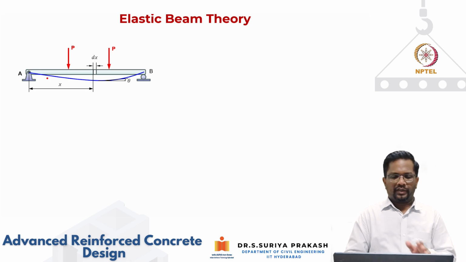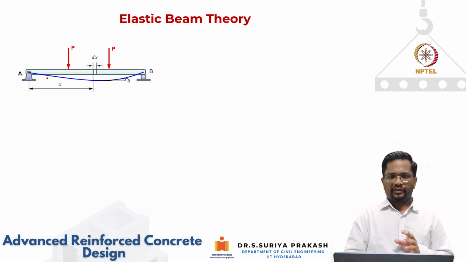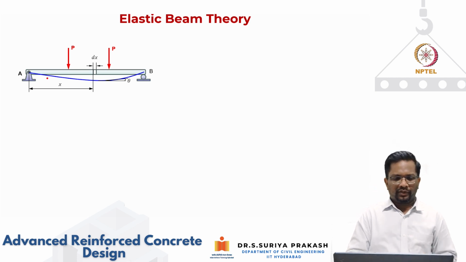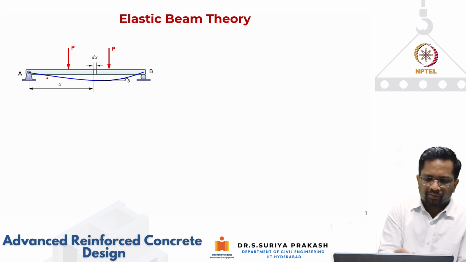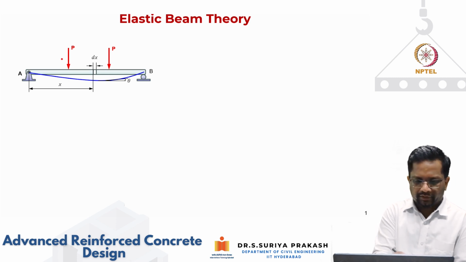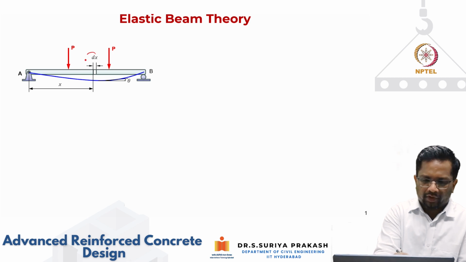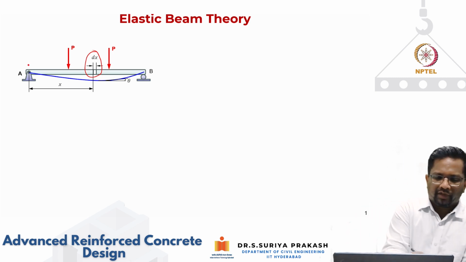So let us now see how the strain and curvature are related first. Then we will see how the moment and curvature are related. In this example, we are taking a simply supported beam, which is subjected to 2-point loads, as we have seen here. If I take a small elemental length dx, and I'm also saying that my reference axis is x.